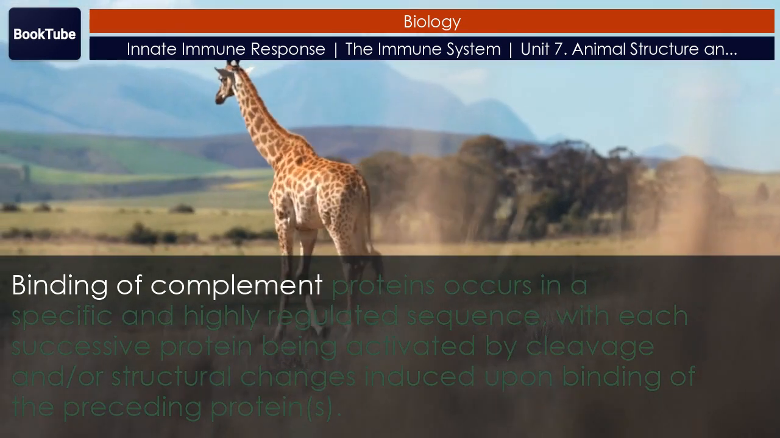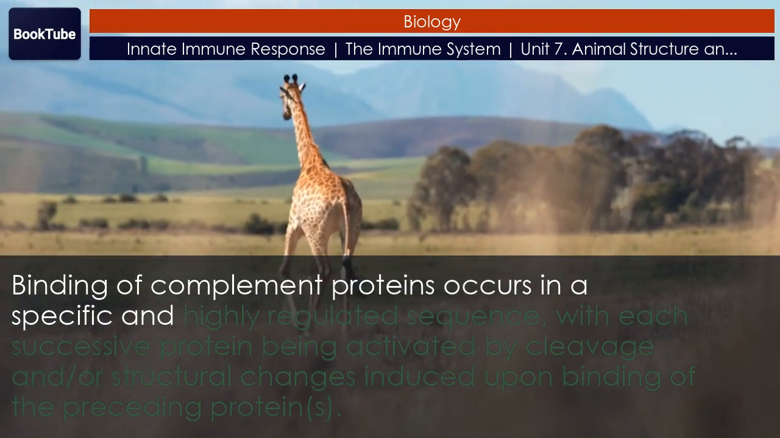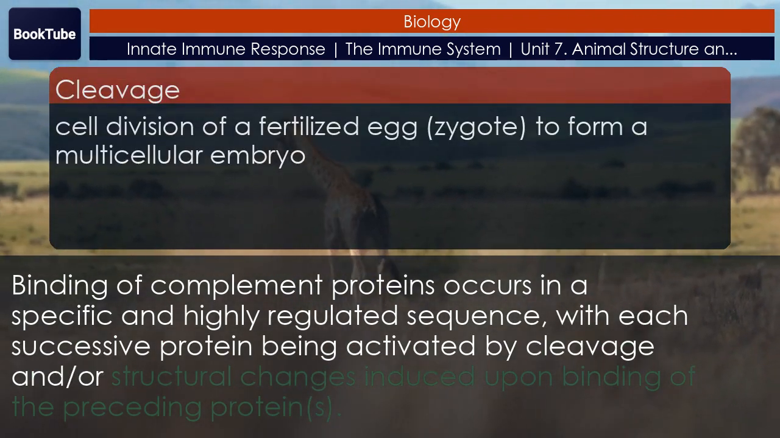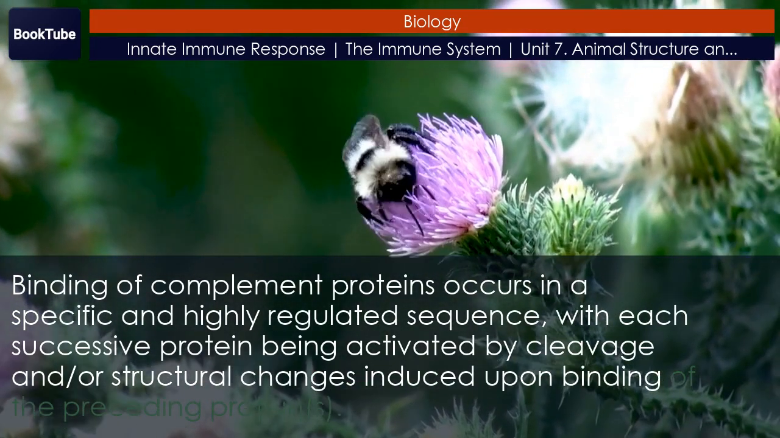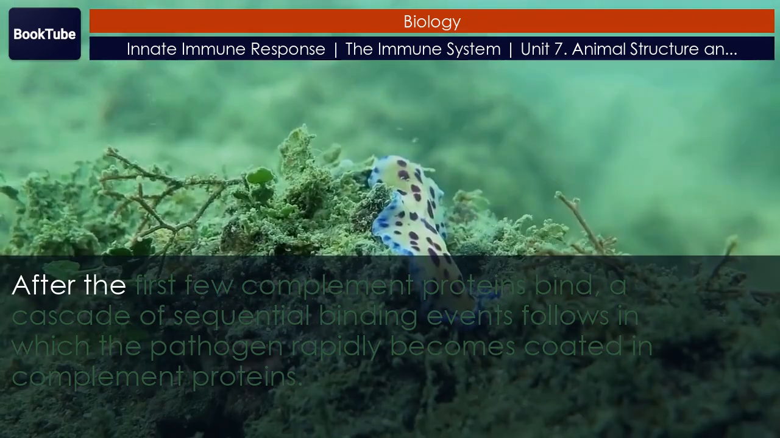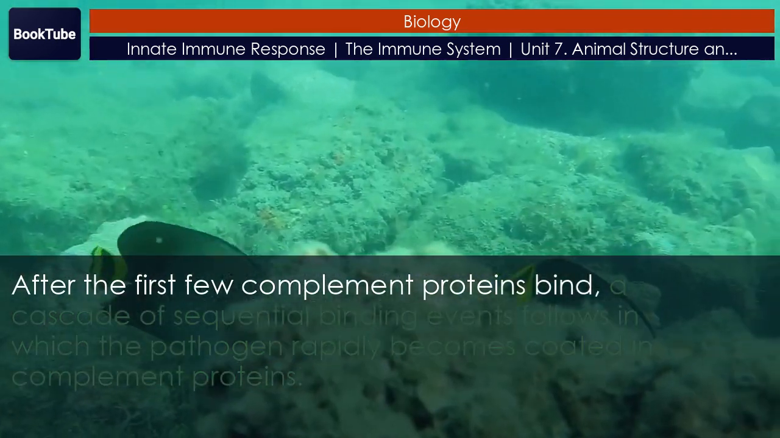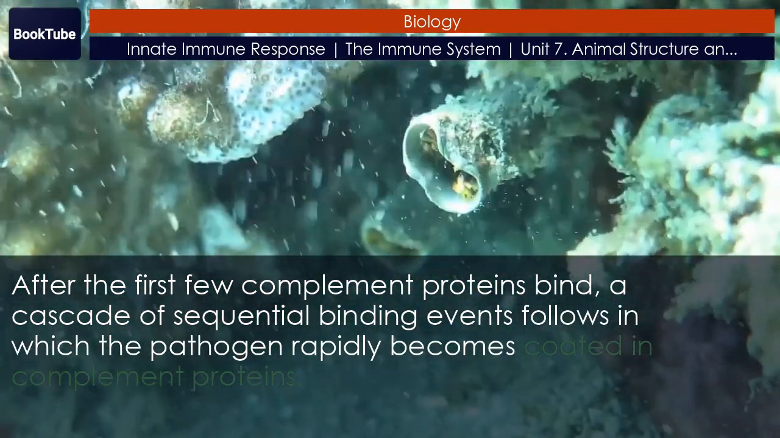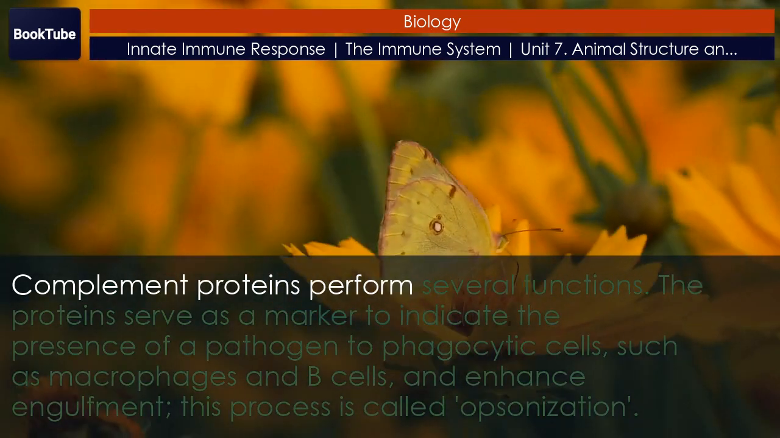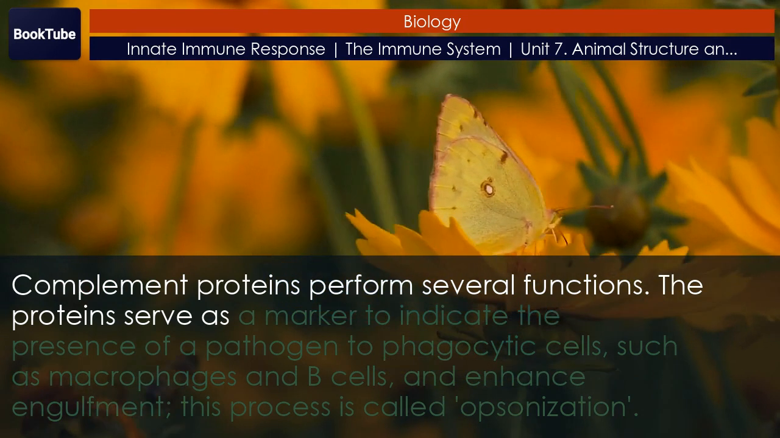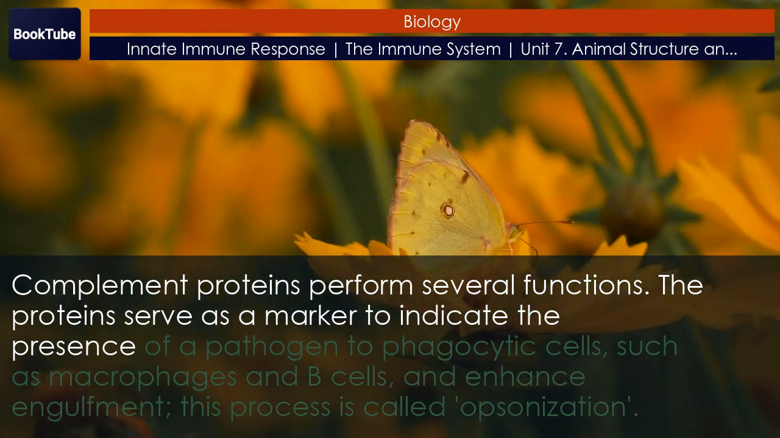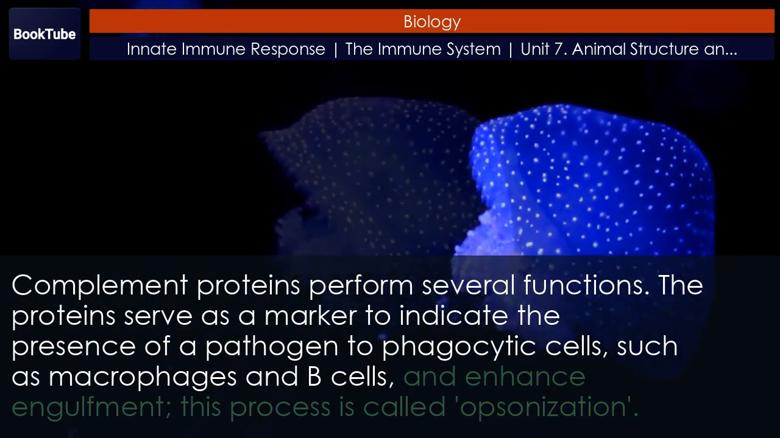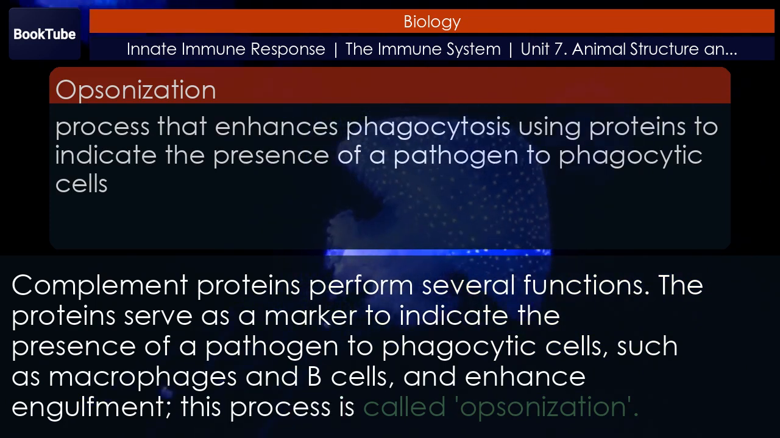Binding of complement proteins occurs in a specific and highly regulated sequence, with each successive protein being activated by cleavage and/or structural changes induced upon binding of the preceding protein. After the first few complement proteins bind, a cascade of sequential binding events follows in which the pathogen rapidly becomes coated in complement proteins. Complement proteins perform several functions. The proteins serve as a marker to indicate the presence of a pathogen to phagocytic cells, such as macrophages and B cells, and enhance engulfment. This process is called opsonization.